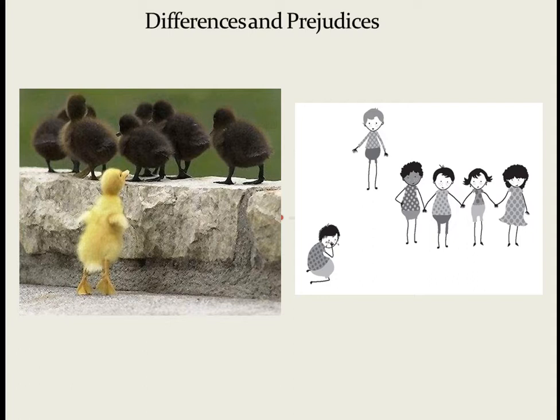By this photograph, you can clearly understand differences and prejudice. Here you can see this photograph is speaking about color. Here you can see how people are having differences and prejudicing each other. What are differences and prejudices? I already explained in our previous classes.